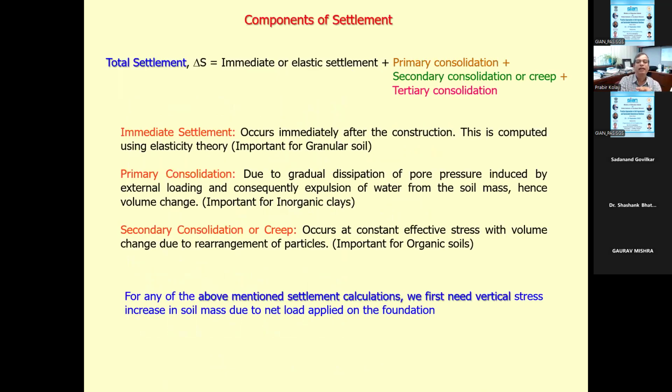Okay, so for the settlement, you can calculate elastic settlement and primary consolidation settlement. In real life, you will not always get clay. If you have granular soil, you can calculate the elastic settlement, and there are several equations you can use. Then you can calculate primary consolidation settlement, secondary consolidation settlement or creep, or if there is highly organic soil, tertiary consolidation also, to find the total settlement. Anyway, I went very quickly through this consolidation.